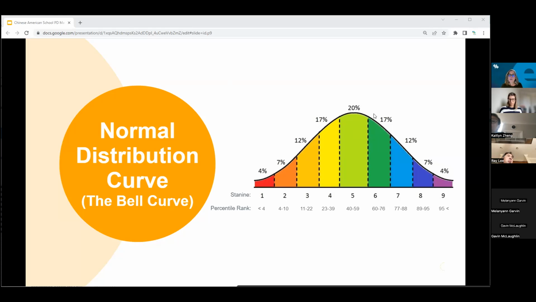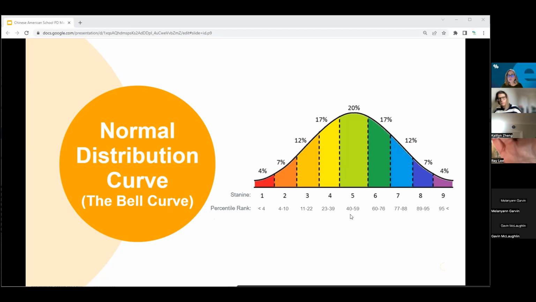The bulk of students, this is what the bell curve is, right, is that we've distributed student scores over the course of that 0 to 100. The bulk of the students will fall in the center of that bell curve, and that would be your stanines 4, 5, and 6. Then we'll have students that fall into the lower end, which would be your stanines 1, 2, and 3, and then the upper end, stanines 7, 8, and 9. You can see the correlating percentile ranks down below, which is just a little more granular.